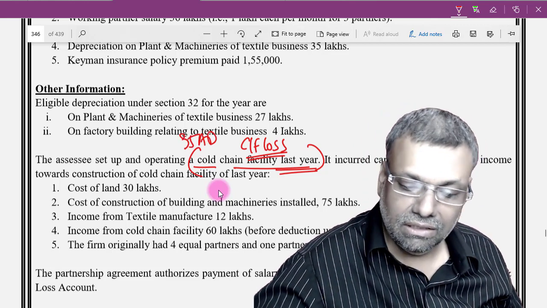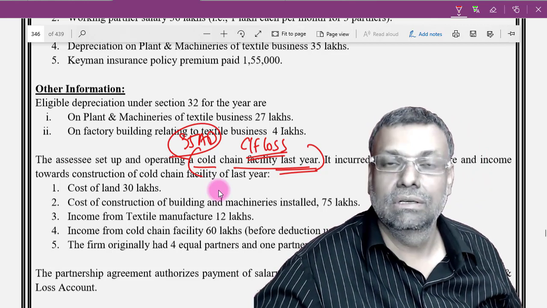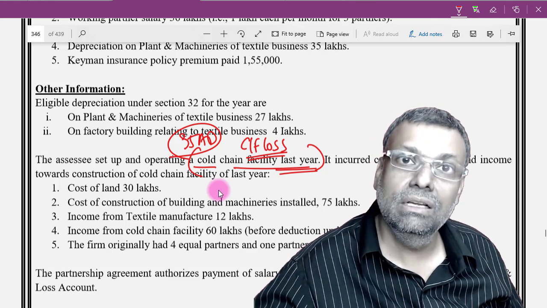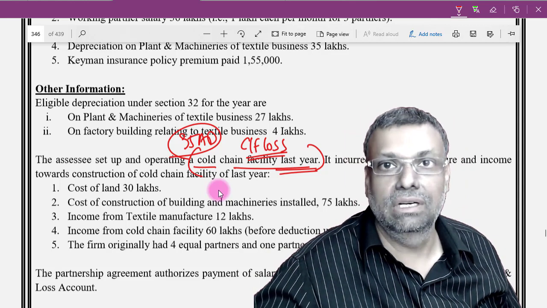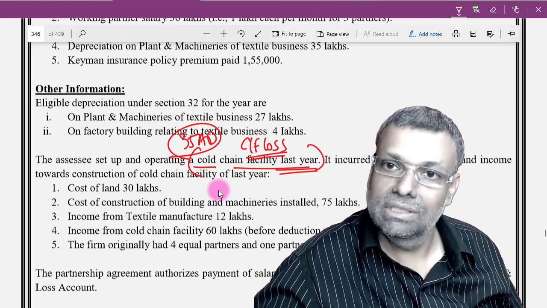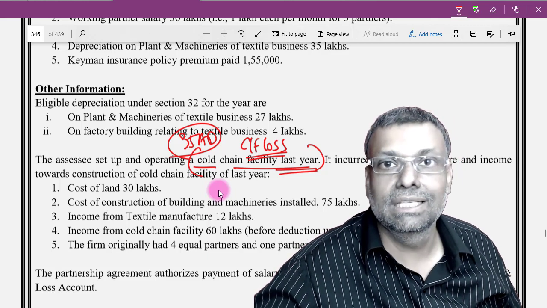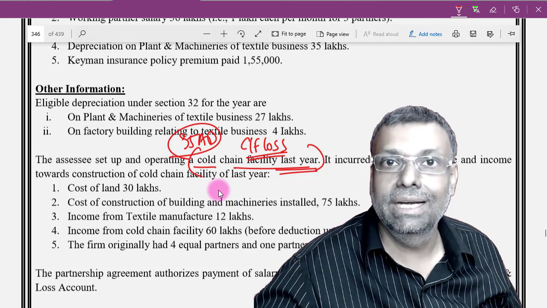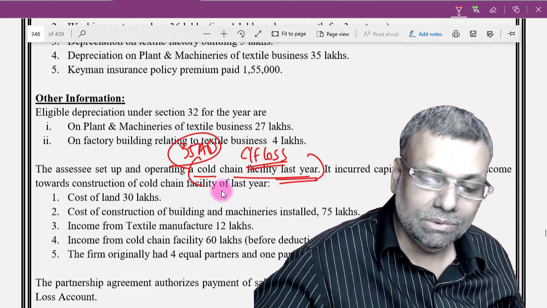35AD losses in the carry forward set off can be adjusted only against 35AD profits. So I should know whether there are any profits under 35AD in the current year or not. What I want is separate numbers of 35AD loss or profit as the case may be, but that will be very difficult because the data given to me is a total data, a composite data.